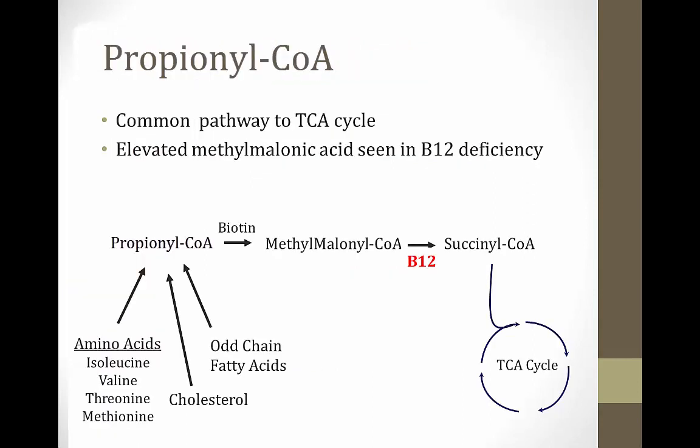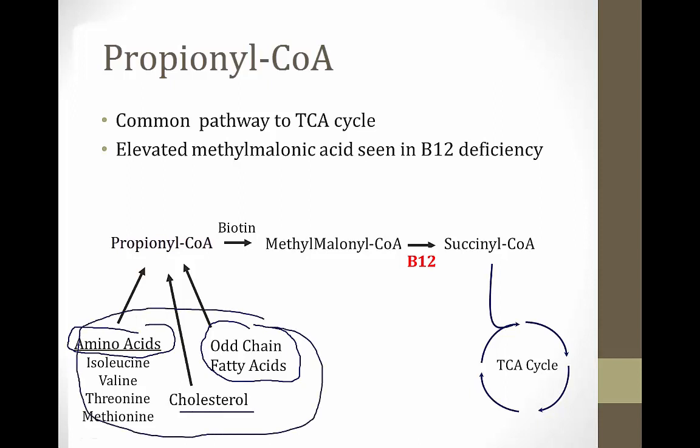You should be aware that propionyl-CoA is a gateway to the TCA cycle for many different substances. We just talked about how odd-chain fatty acids can be converted to propionyl-CoA, but so can cholesterol and so can some amino acids like isoleucine, valine, threonine, and methionine. All of these structures here can be converted into propionyl-CoA and then into methylmalonyl-CoA using that carboxylase enzyme that requires biotin. From methylmalonyl-CoA, they can be converted to succinyl-CoA, and this reaction depends on vitamin B12. And then succinyl-CoA can enter the TCA cycle. This is also a nice place to point out that elevated levels of methylmalonic acid are seen in B12 deficiency, and that should make sense to you after looking at this slide.